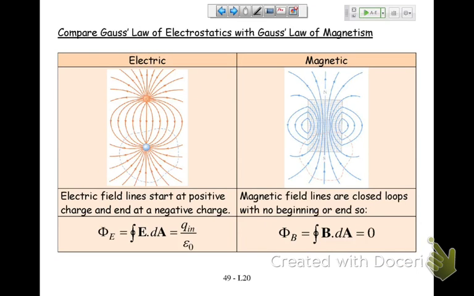Okay, so if we look back at our electric field versus our magnetic field, what we see is that for Gauss's law, the integral of E dot dA is equal to Q in over epsilon naught, which was really useful. And the equivalent, the magnetic flux, which is the integral of B dot dA, is equal to zero.